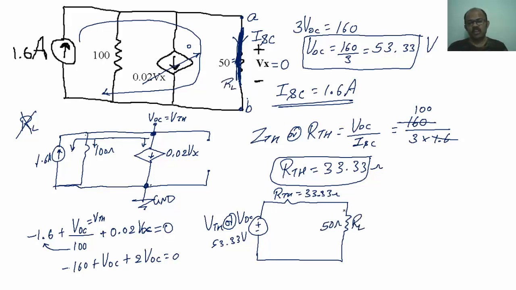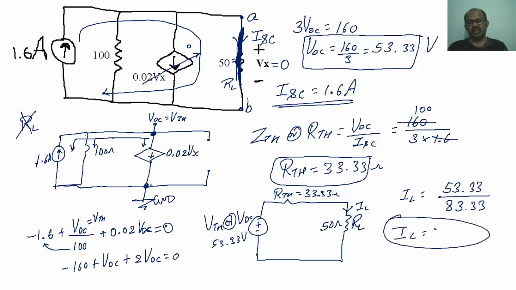Able to follow? Now, if I want to calculate the load current, how can I define the load current? Load current equals, what is the value of voltage? That is 53.33 divided by total impedance, 50 plus 33.33. So I will be getting 83.33. Able to follow? IL, roughly if I am calculating, it is 0.6 amperes.